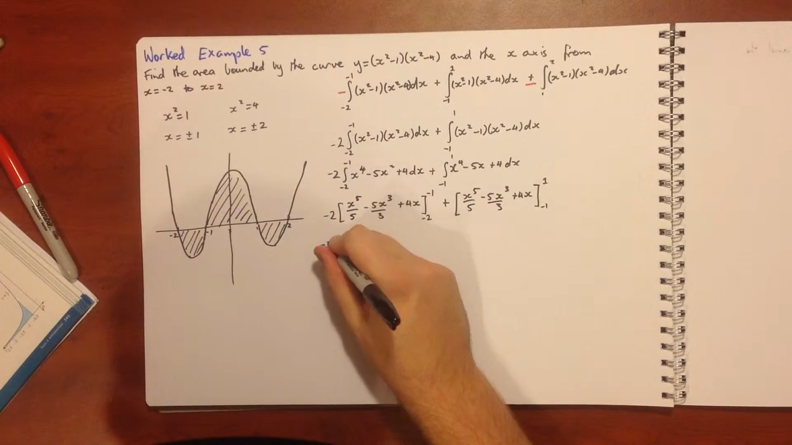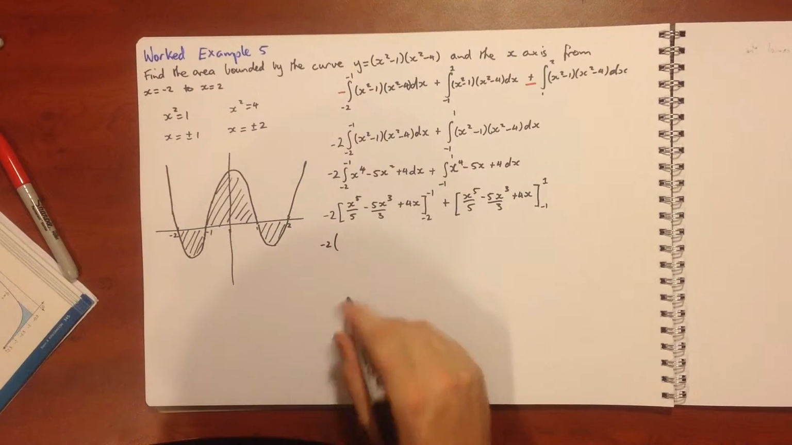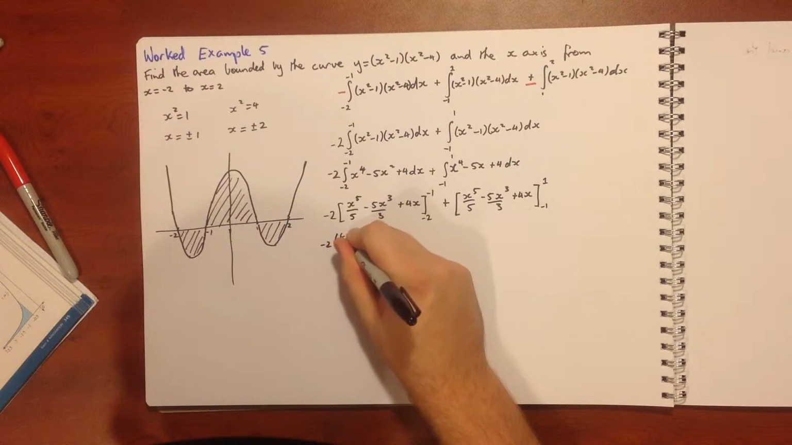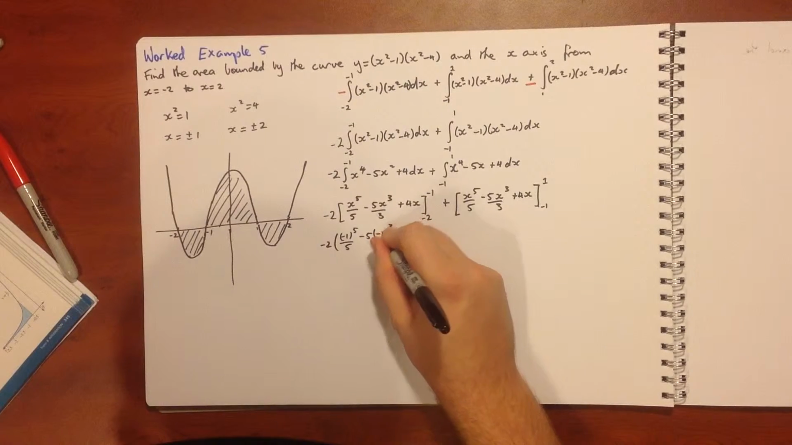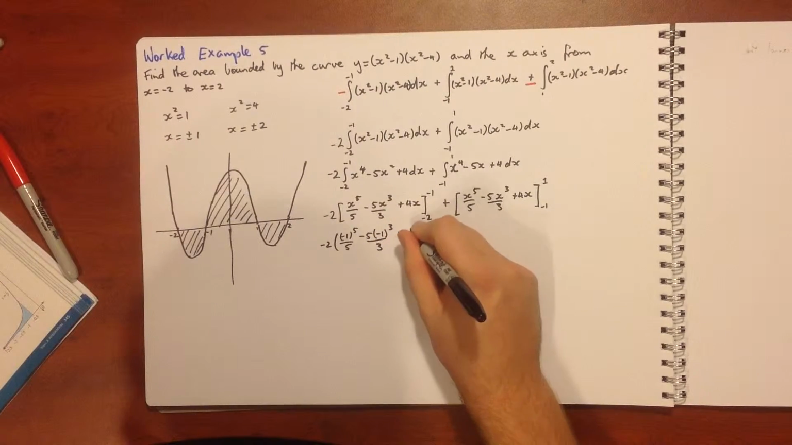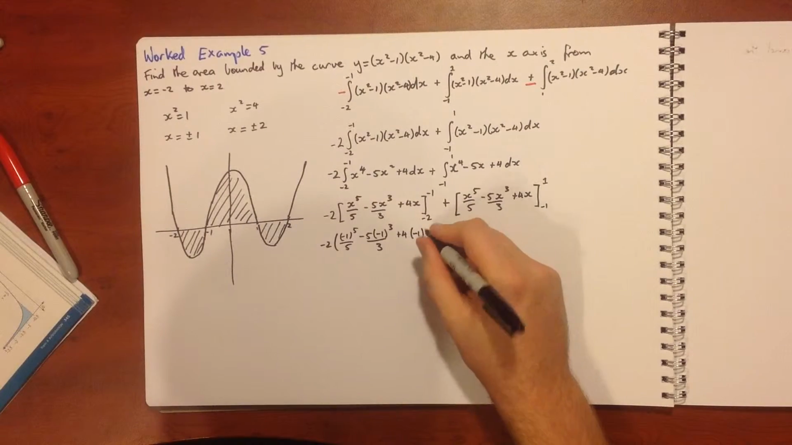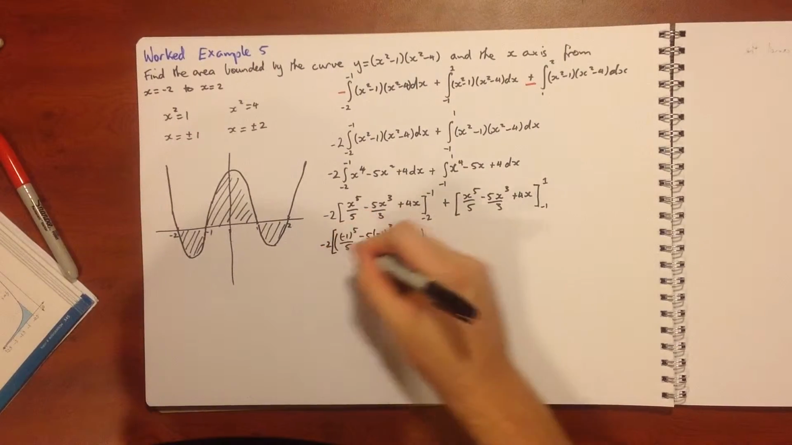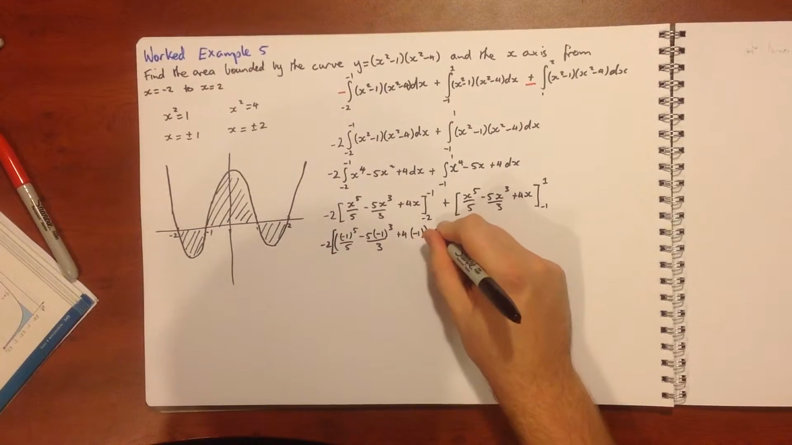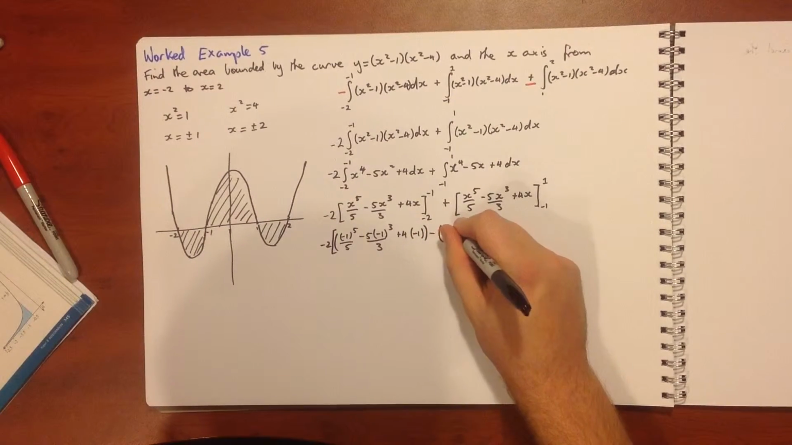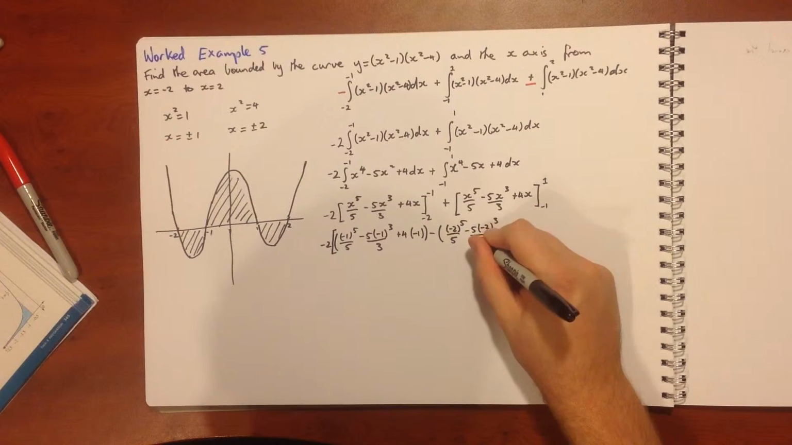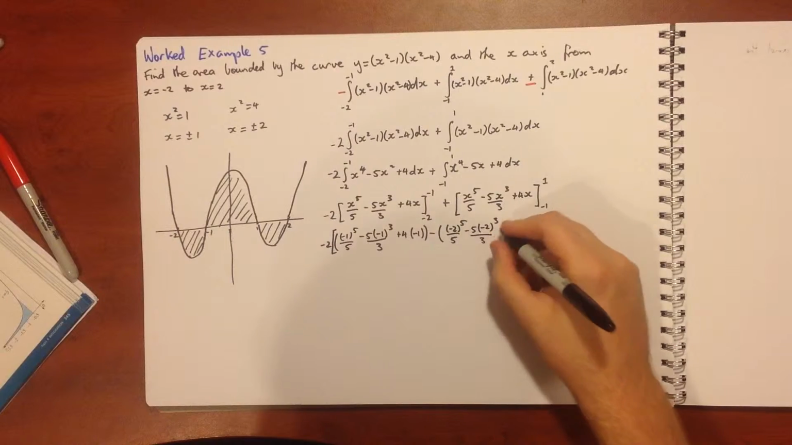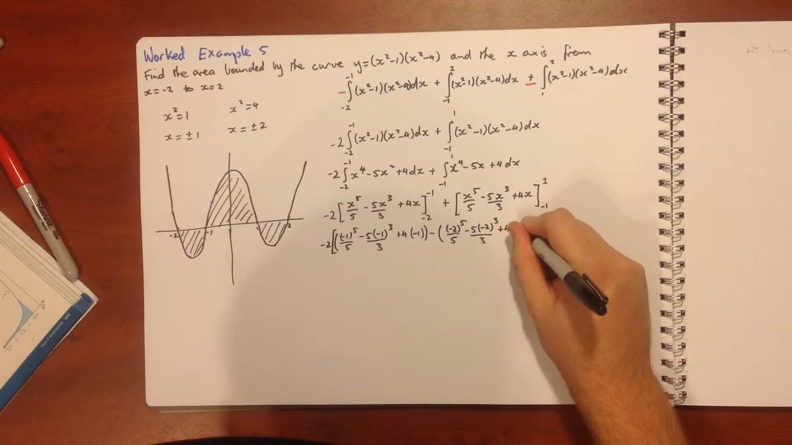So now we've got -2 times, and we've got to sub in our values. So we've got -1 to the 5 on 5, take 5 times -1 cubed on 3, plus 4 times -1. And we want all our brackets, and we're going to take away now minus 2 to the 5 on 5 minus 5 times minus 2 to the 3 on 3, plus 4 times minus 2.